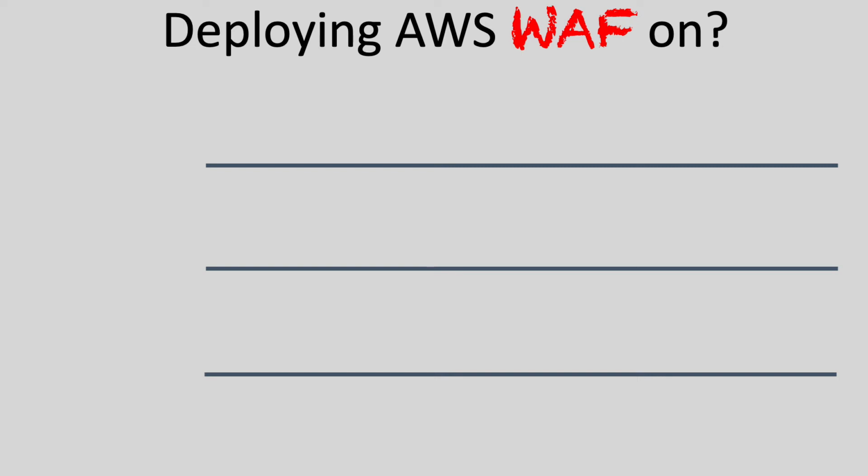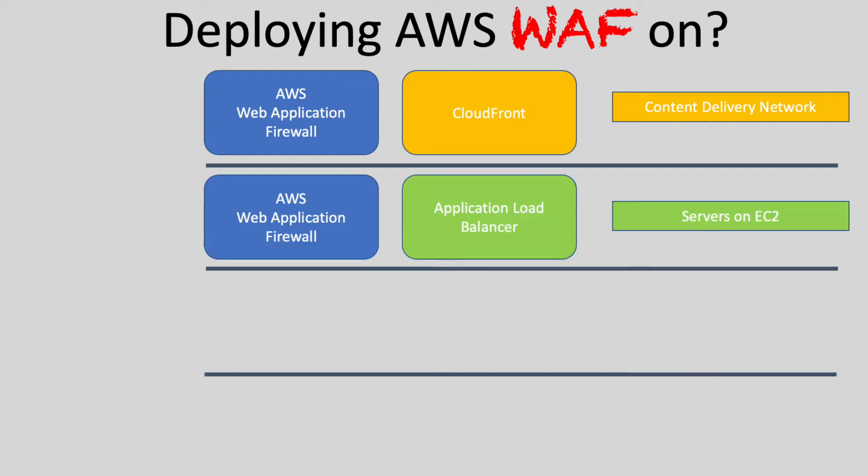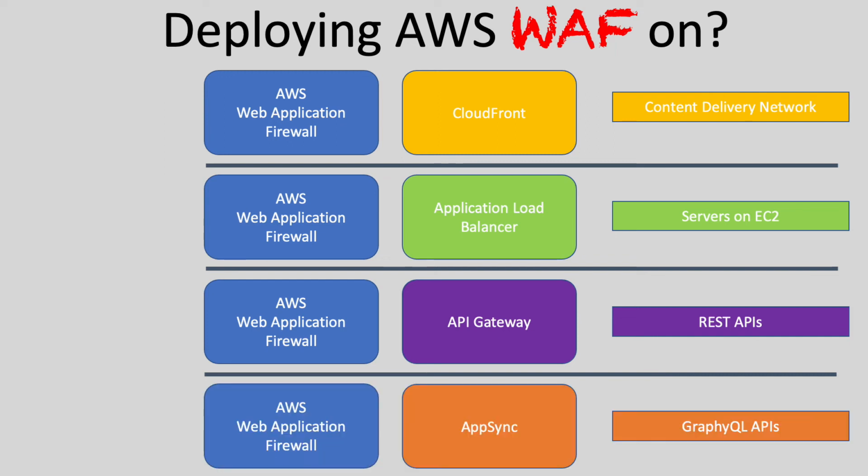The first thing we have to remember when we're looking at AWS is that we're not really deploying the WAF on its own. It's always with something. In this instance, we can deploy the WAF as part of CloudFront, that's protecting the content delivery network, the CDN. We can also deploy it as part of an application load balancer that's sitting in front of the servers on EC2s. We can deploy it as part of an API Gateway that's protecting those REST APIs, and also as part of AppSync, protecting those GraphQL APIs.